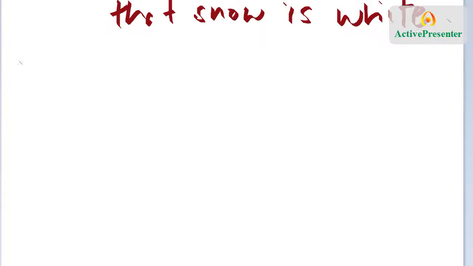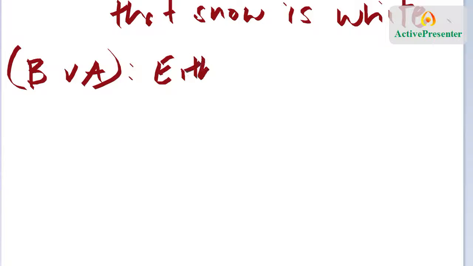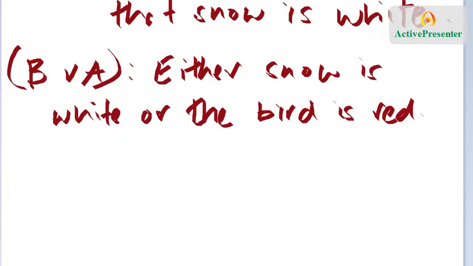Next we have B wedge A, or we might read that as B or A, since the wedge stands for or. And our translation will be either snow is white or the bird is red.